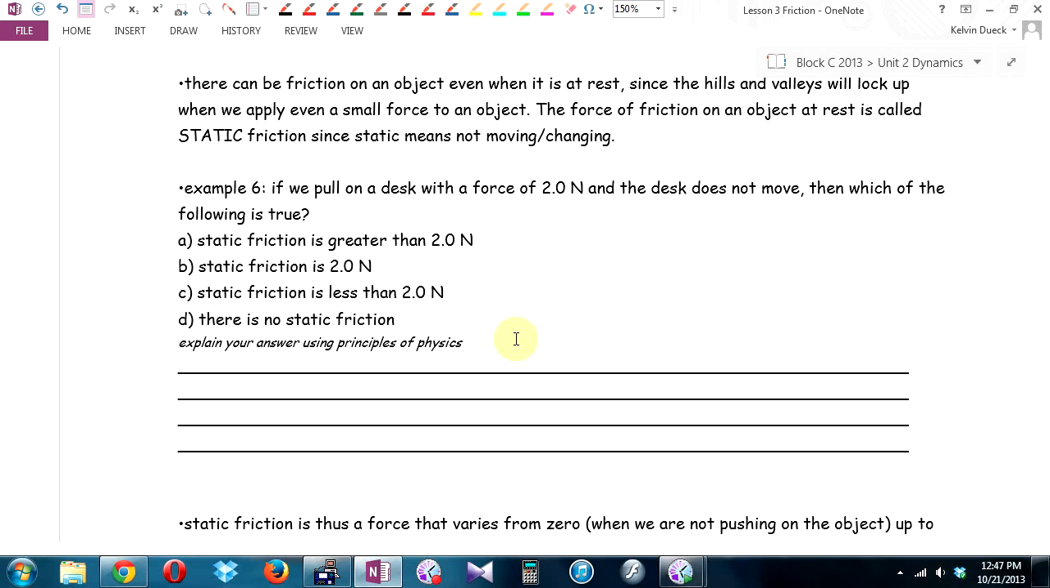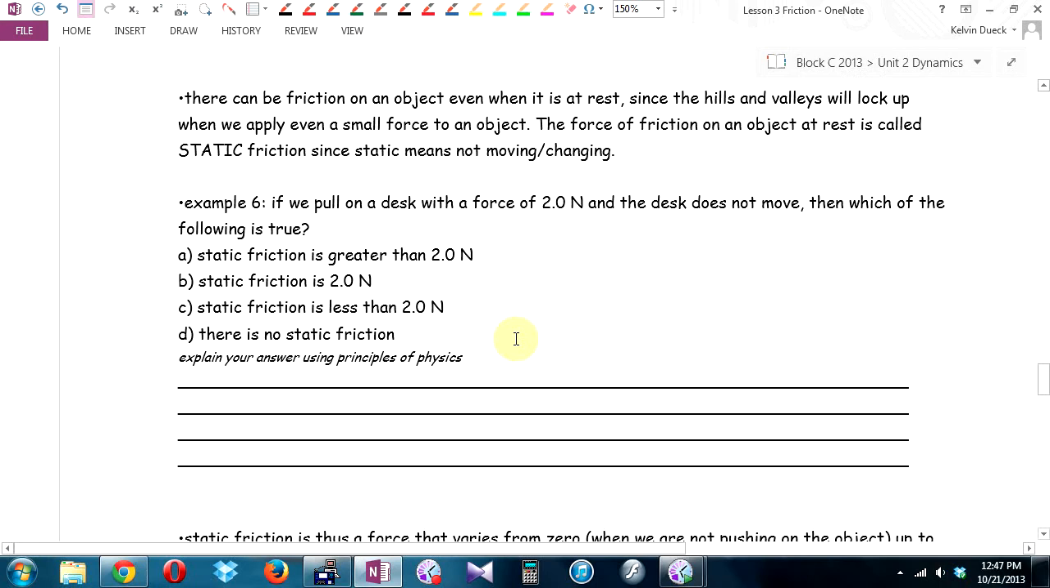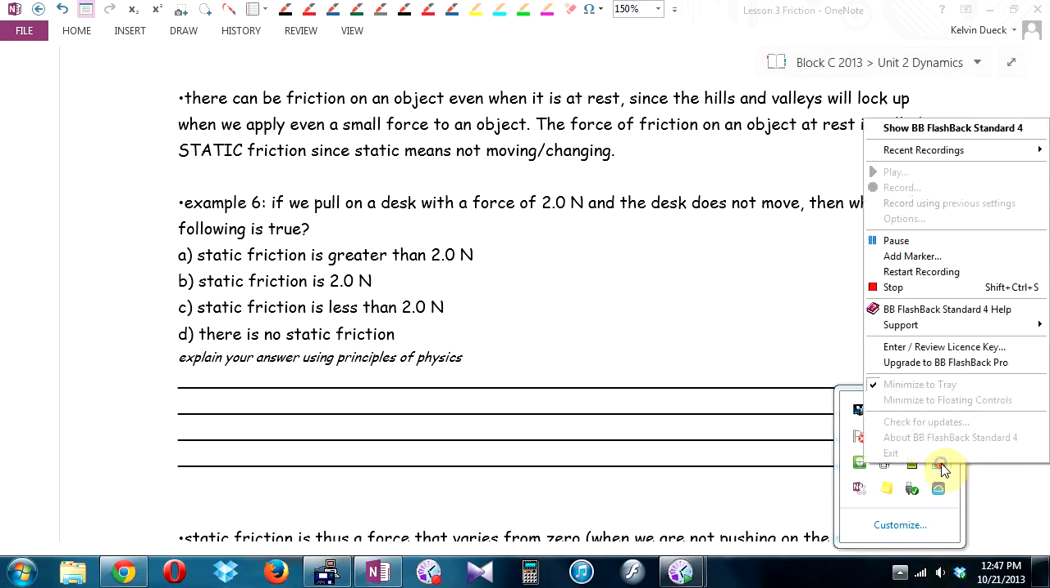Now, so far we've been looking at situations where you're sliding something, but there can be friction on an object even when it's at rest, since the hills and the valleys will lock up when we apply even a small force to an object. The force of friction on an object at rest is called static friction, because static means not moving. Technically, there are two types of friction.